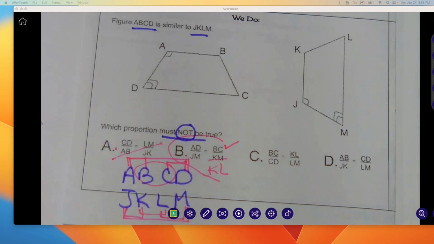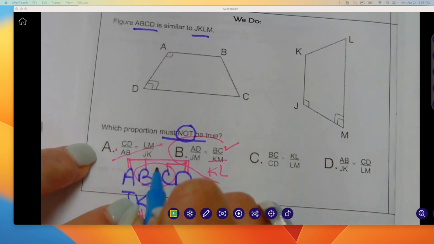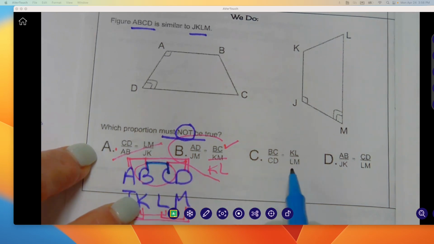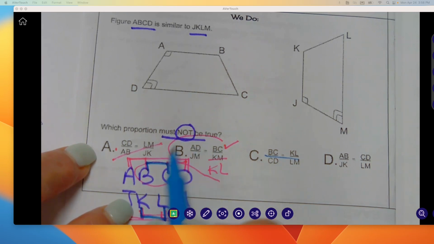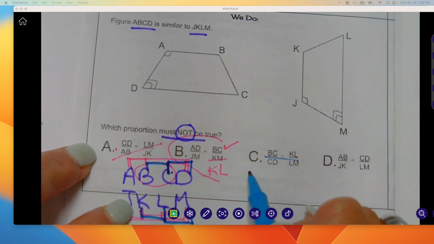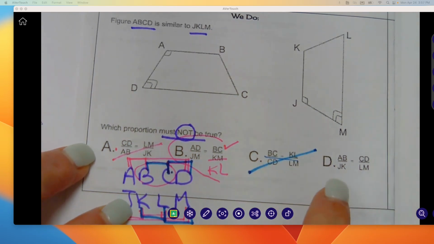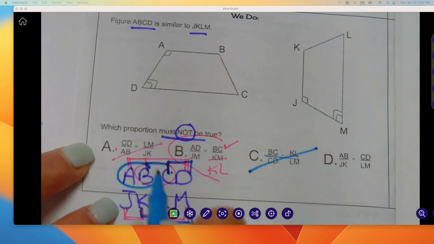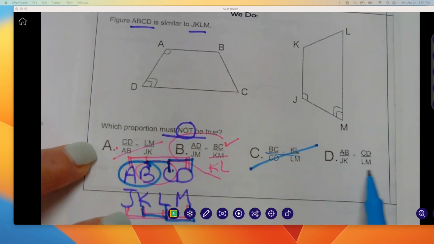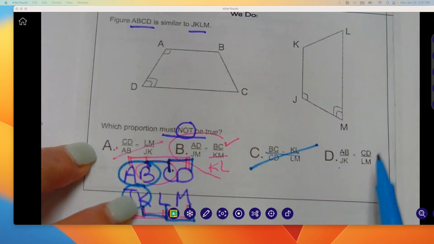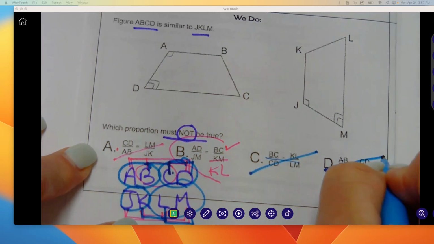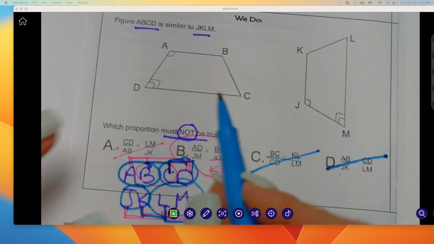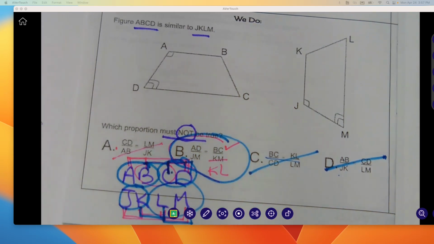We have BC. Okay, BC, so the two middle ones corresponds with, they have it across, so KL, that works. Then we have the last two, CD, corresponds with LM. So that one is true, but that's not what we're looking for. And the last one, we have the first and second, so AB corresponds with JK, so that works. Then we have CD corresponds with LM. So that one does work, but that's not what they're asking for. They want to know which one is not true. So letter B.